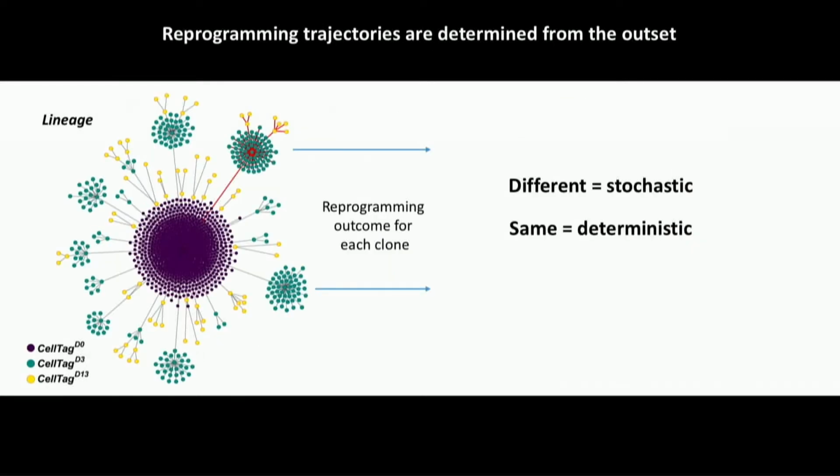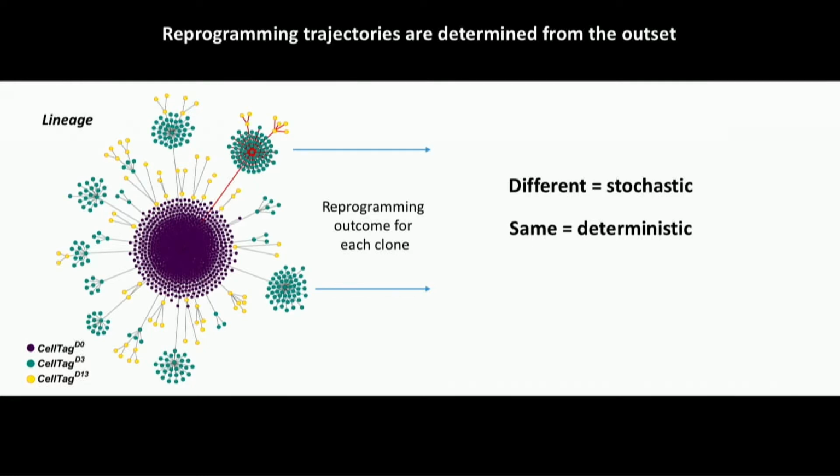So one of the questions that we can ask before we start looking at the molecular flavors of these two paths is: is reprogramming deterministic or stochastic? Only 1% of cells will reprogram. Based on that number, people have said, well, it must be stochastic, seeing as so few cells reprogram.